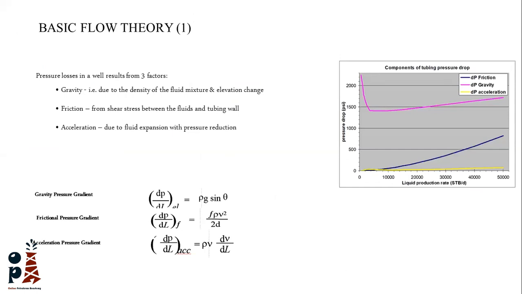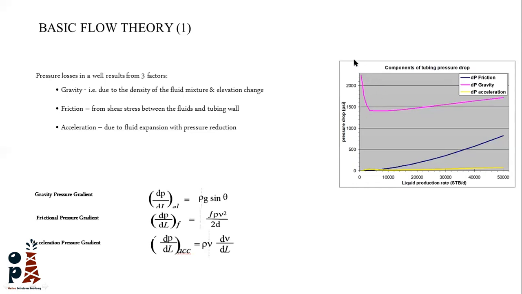And there is friction, because the fluid moves, making shear stress and friction between the fluids and the tubing wall. And the last factor is the acceleration. However, it's minor and it's not that much, and it's due to the fluid expansion with pressure reduction. And as you see here, the curve showing the components. If, for example, we have a pressure loss while the fluid is moving up along the wellbore, and you divide it into its components, you will see that here is the component of the gravity.